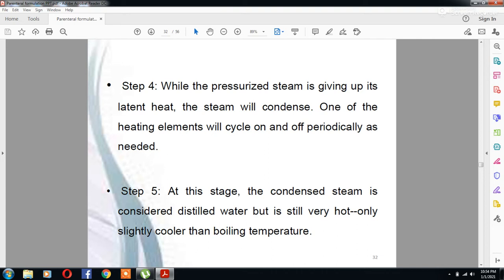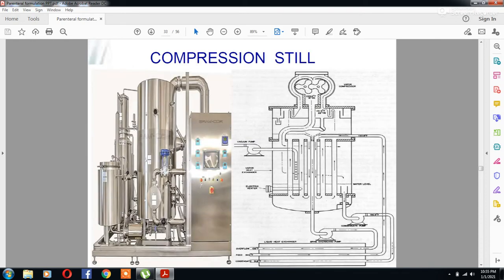In step 4, while the pressurized steam is giving off its latent heat, the steam will condense, and one of the heating elements will cycle on and off periodically as needed. In step 5, at this stage, the condensed steam is considered distilled water but is still very hot, only slightly cooler than boiling temperature.